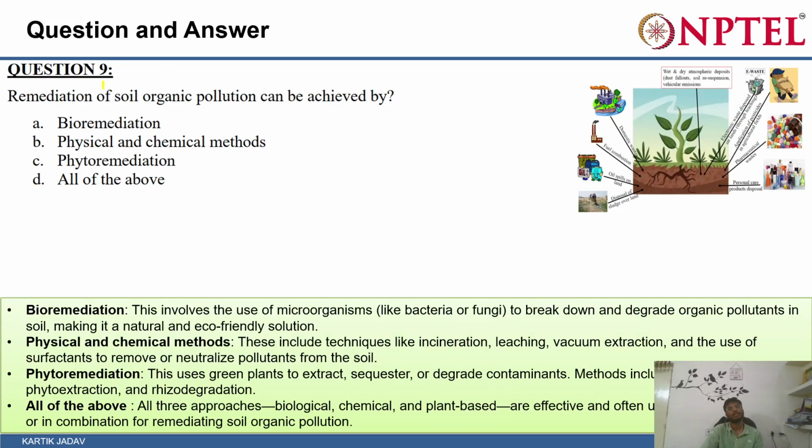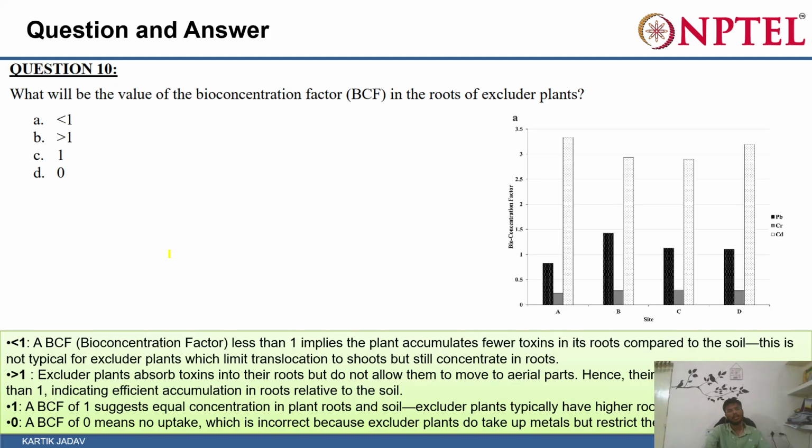Question number 9. Remediation of soil organic pollutants can be achieved by bioremediation. Yes. Physical and chemical methods, that is also we are using, and phytoremediation also we are using. So correct answer is option D. So basically in bioremediation we are using certain microorganisms to break down organic pollutants, while in physical and chemical methods we are using surfactants and organoclays. And again in phytoremediation there are certain methods that include phytostabilization, phytoextraction, or rhizodegradation. So all of these are correct.